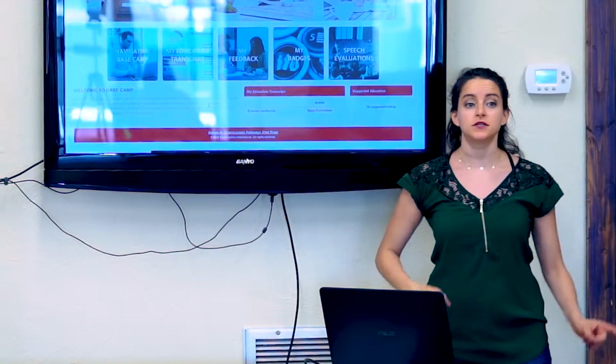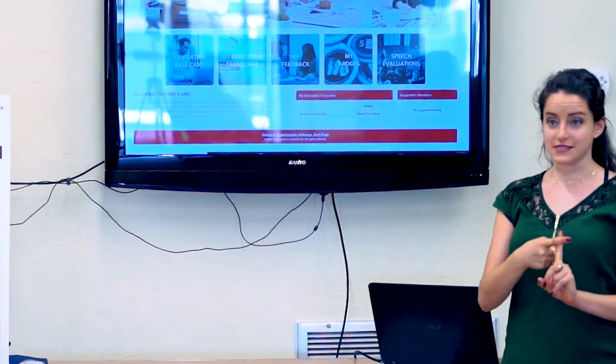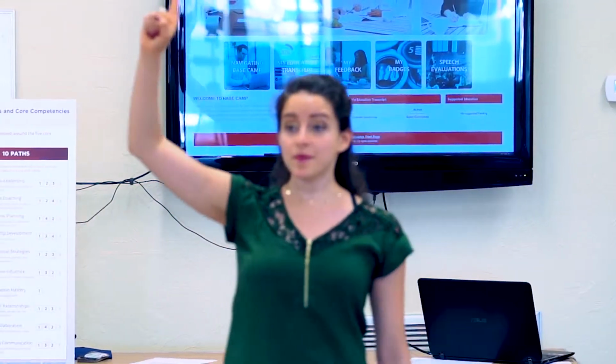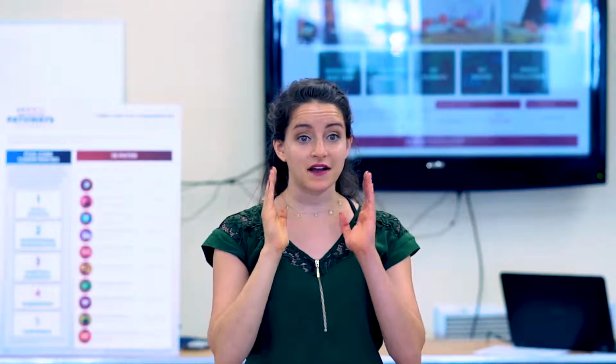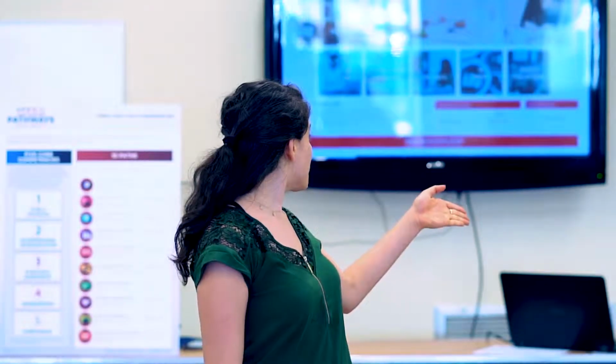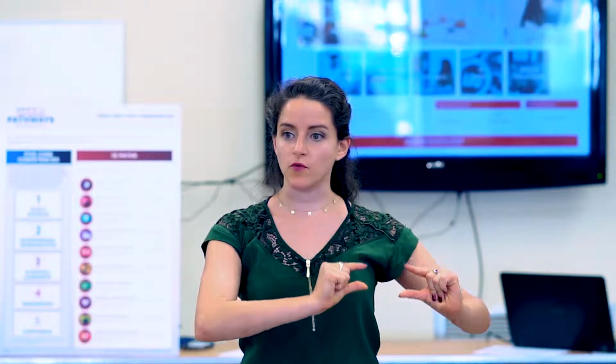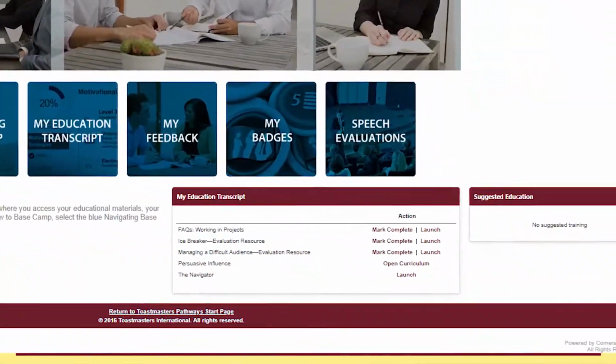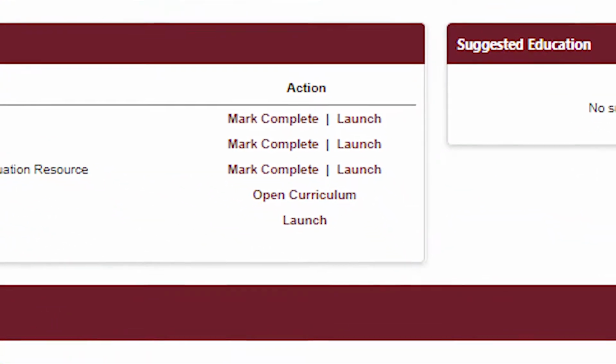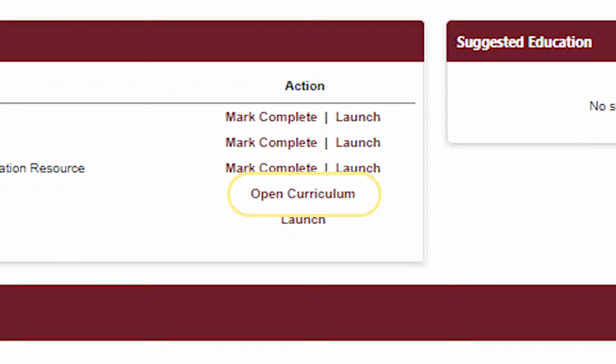If you go to Toastmasters.org and sign in, then go to the top with Pathways, click on Go to Basecamp, and then click on the middle thing, you can go to My Education Transcript. It will be right at the bottom. Once you've gotten to Basecamp, where you want to go will be right at the bottom. So I'm going to choose Open Curriculum here for my dynamic leadership path.